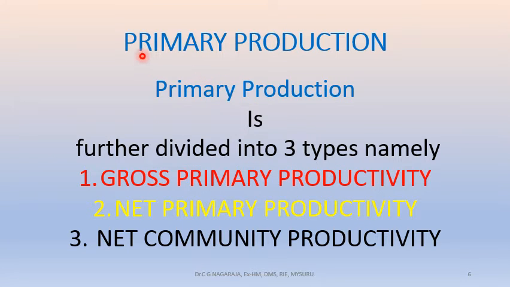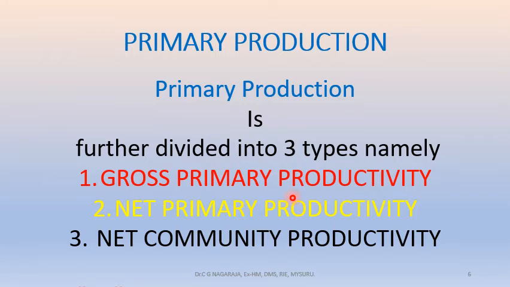Now, primary production is further divided into three types. One is the gross primary productivity, second is the net primary productivity, and the third one is net community productivity. Now I am using the word productivity here for production.